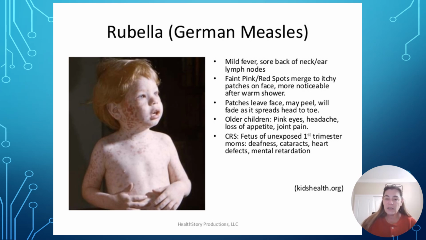They might be itchy. After a warm shower, of course, they might be more noticeable because that warmth brings the blood to the surface, and the patches of rash may peel, and it will fade as it spreads. So it starts head to toe, and it'll also fade head to toe. Older children can get pink eye, headaches, again anorexia, and joint pain.